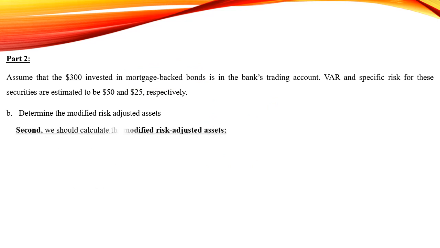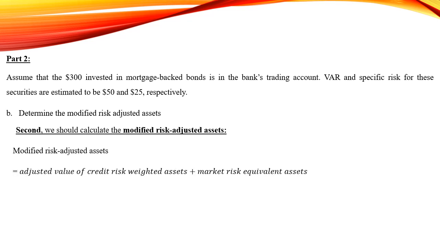The second and last step is to determine the modified risk-adjusted assets, that is called the total risk. So now we have to sum up the adjusted value of credit risk weighted assets that have been calculated in step 1 plus the market risk equivalent assets that have been calculated in part A. So it is equal to $1,000 plus the $250. It is equal to $1,250.